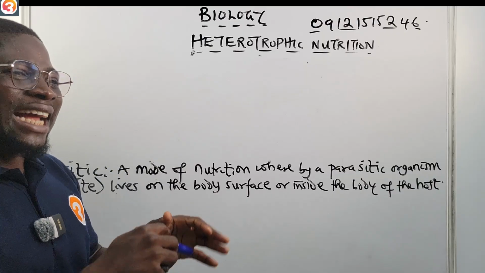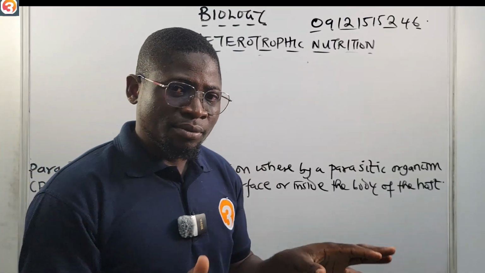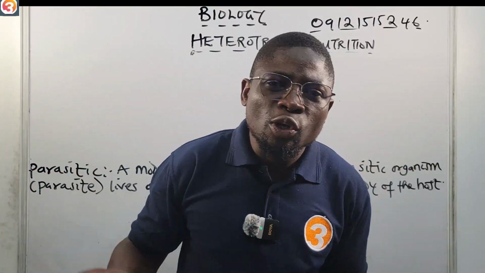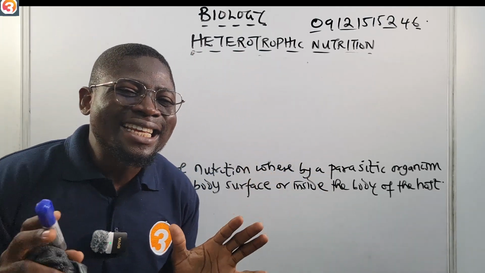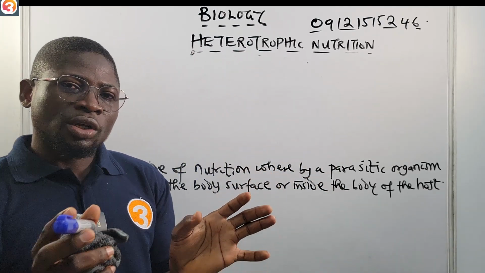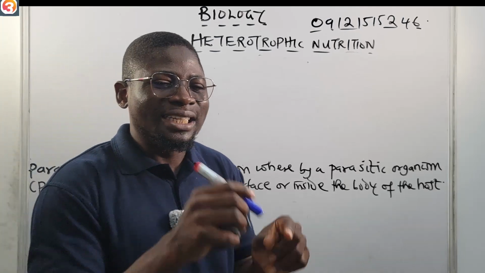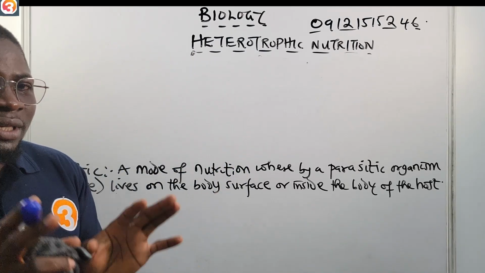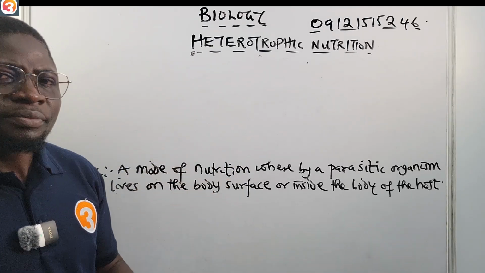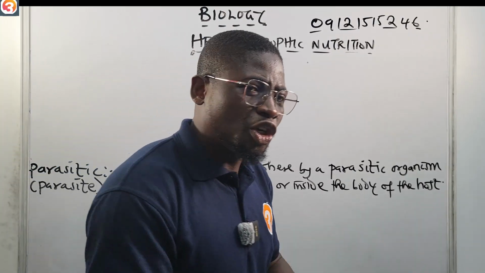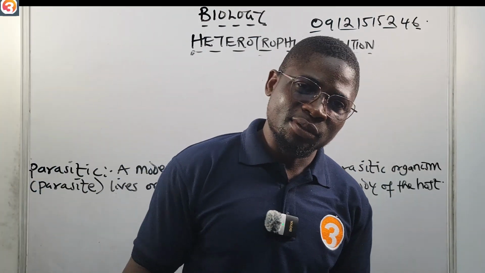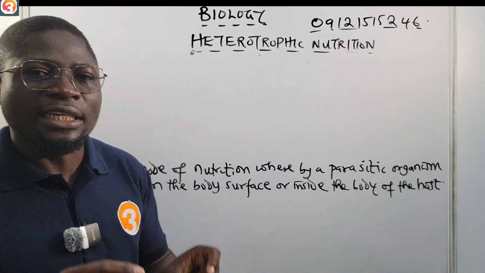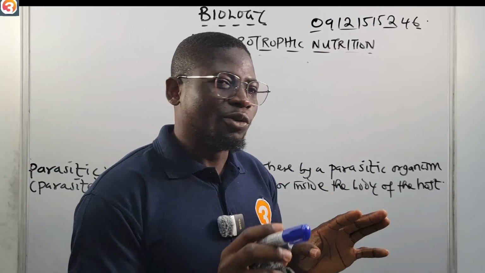So parasites are organisms that are completely dependent on another organism for food or for survival, without necessarily killing their host. Please take note of that. So the parasitic mode of nutrition is a type of nutrition in which one organism is completely dependent on another organism without necessarily killing the host. Please take note of that.